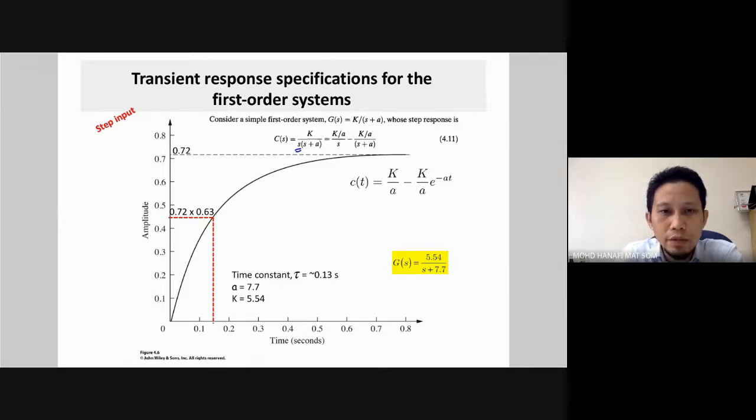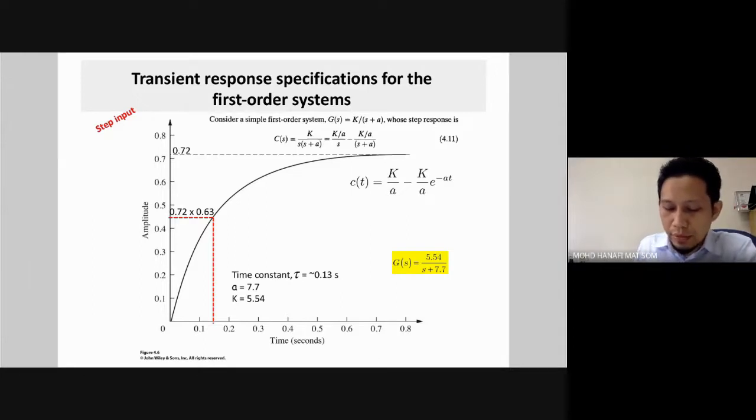And then you have been given this plot. So find the transfer function of this plot. Just given the plot here, the first order system plot, you need to find the transfer function.